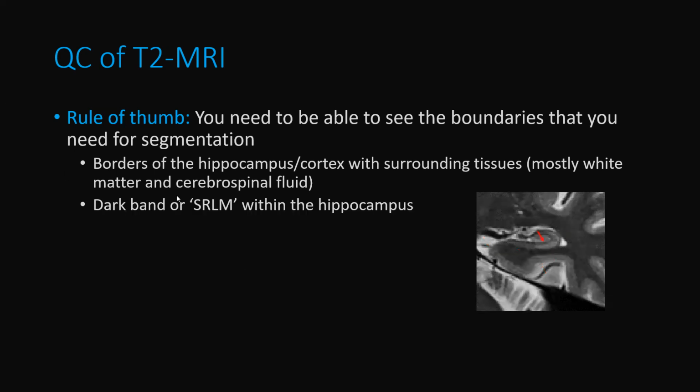And then what's very specific for the T2 MRI is that it has this high in-plane resolution, which allows you to see this hypo-intense or dark band, also called SRLM, within the hippocampus. And that's really crucial to segment your subfields. So if you're QCing your images, you want to make sure that this dark band is also visible.